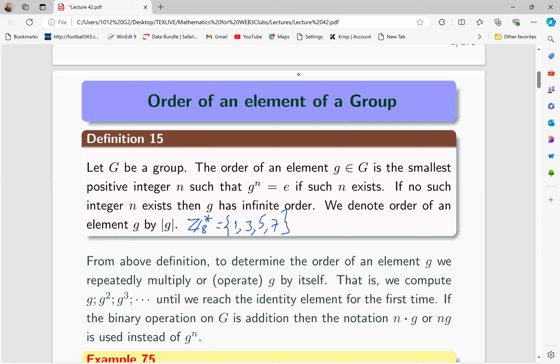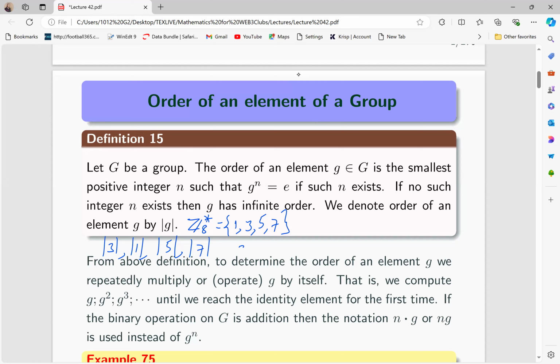So the question is, what is the order of 3, for instance? What's the order of 3? That is the question we are answering today. Or what is the order of 1? Or what is the order of 5? And we denote it that way. Or what is the order of 7? So that's what we are looking at.